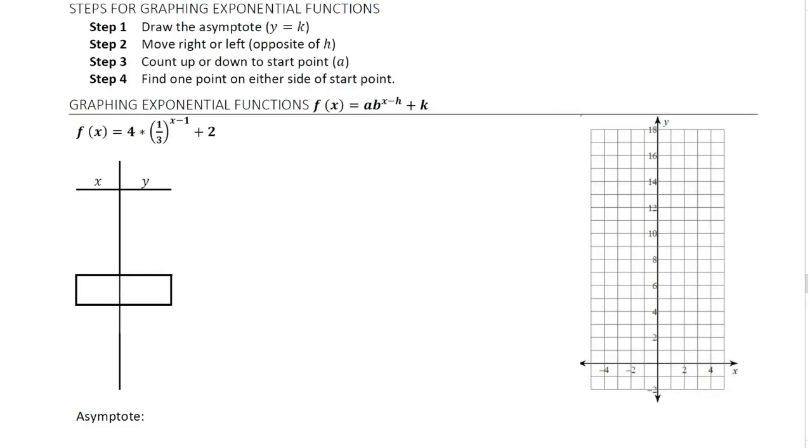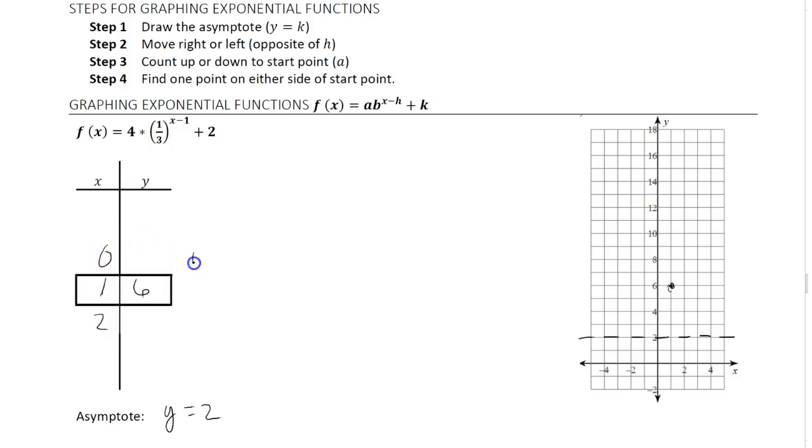In this example, there is only one difference from the original. The ratio is 1/3. The asymptote is still 2. The number in the exponent is still negative 1, so we move to the right 1. And the multiplier is positive 4, so we move up 4 from the dotted line. The start number is (1, 6). Now find a number to the left and right.